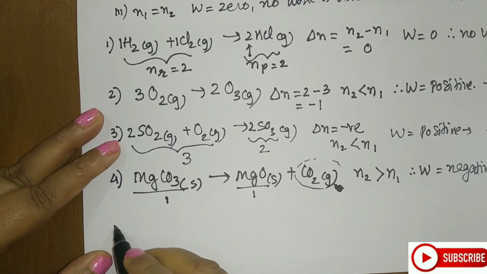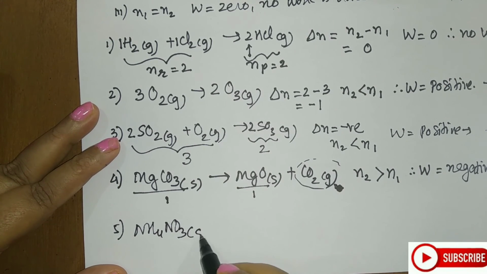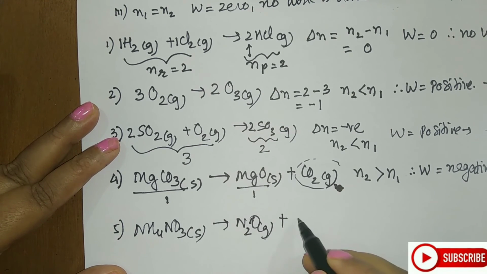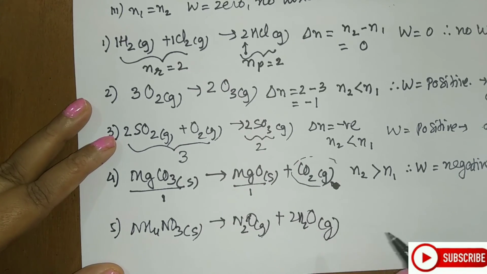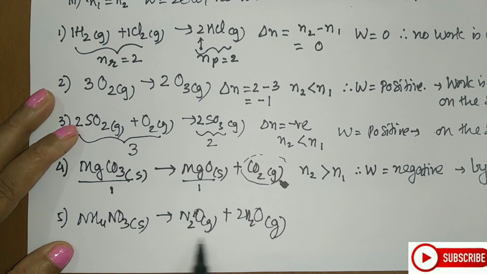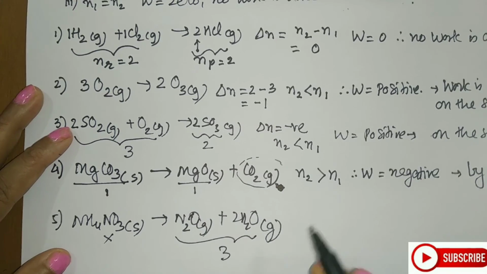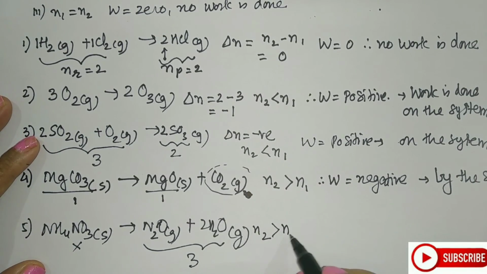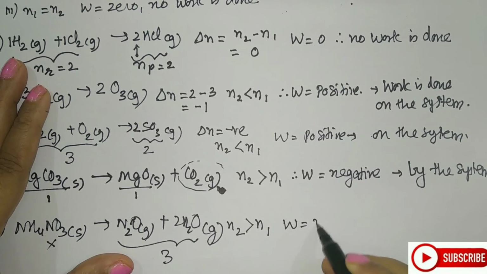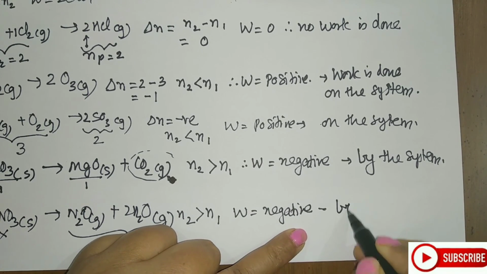Let us try one more example, that is ammonium nitrate, NH4NO3. I'm taking the physical state as solid, which will give you N2O gas plus 2H2O. Here the physical state given is gaseous. So let us calculate the number of moles here. I see this is a balanced equation. So here I will not consider this. If I see the product side, we have 3 moles and therefore here again N2 is greater than N1 and so W will be negative. And again the work will be done by the system.